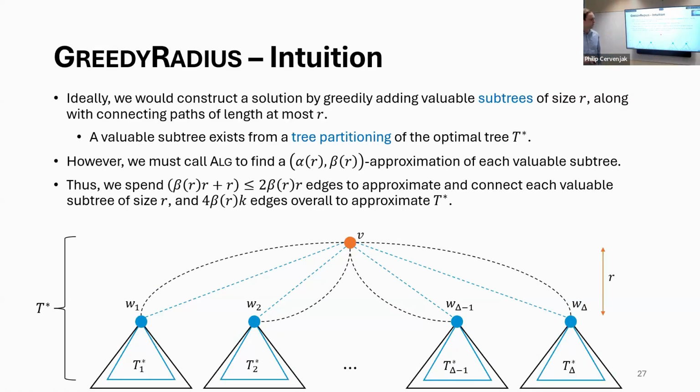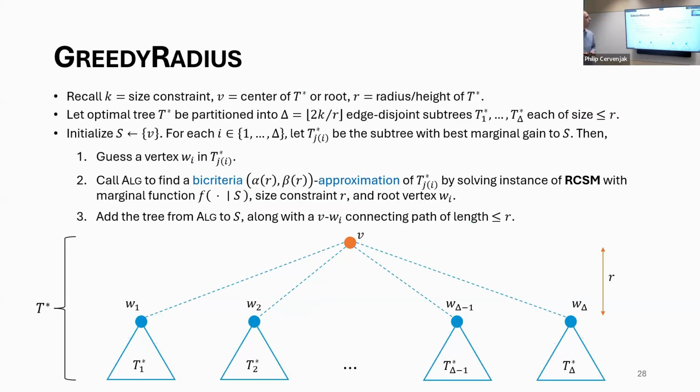So basically the blue graph is the optimal solution, and this black graph is going to be the solution that we use to approximate T star. And just to give a bit more detail, again, we assume T star is partitioned into this many edge disjoint subtrees, T star 1 up to T star delta, each of size at most radius r.